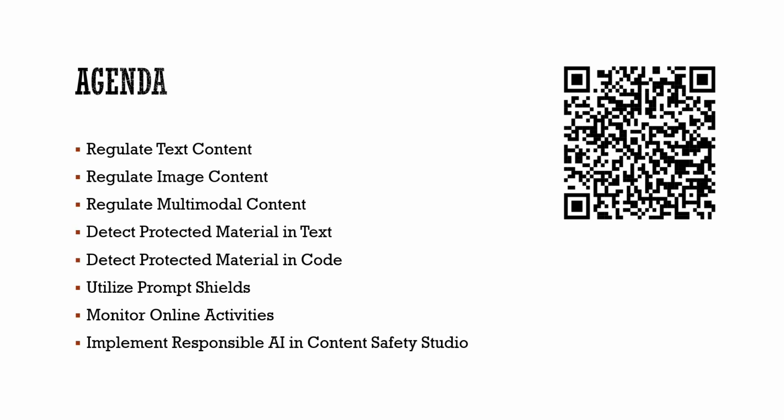The protected material in the text and the protected material in the code are the two new features added in content safety. We will also see how to distinguish direct attacks and indirect attacks, the jailbreaks, using the prompt shield, and how we can monitor all these content safety features in the monitor online activity service. And finally, we will see implementing the responsible AI in the content safety studio. Basically, it will be in the AI Foundry. Okay, so these are all the items we are going to see today.